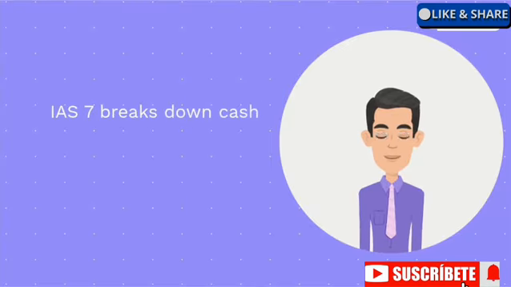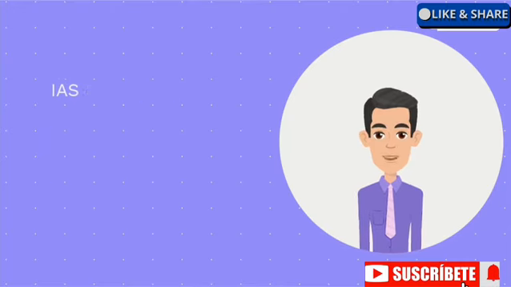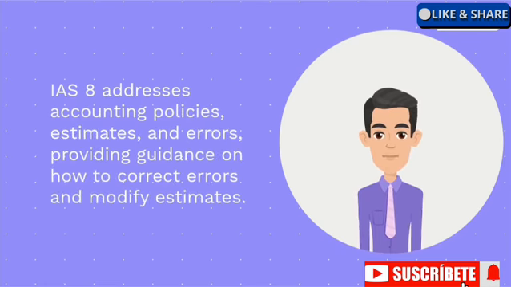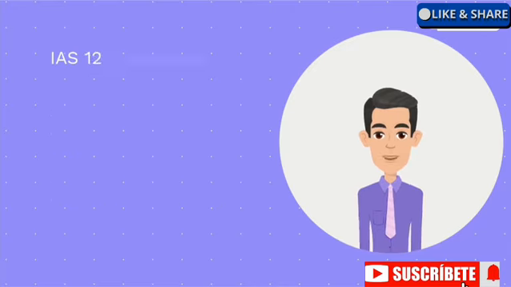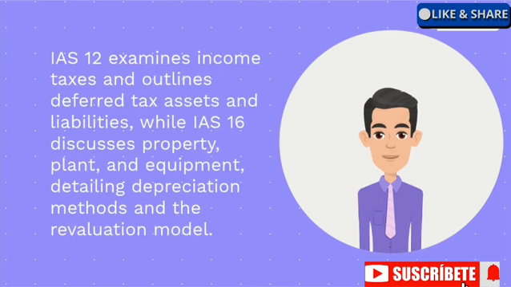IAS 7 breaks down cash flow statements into operating, investing, and financing activities. IAS 8 addresses accounting policies, estimates, and errors, providing guidance on how to correct errors and modify estimates. IAS 12 examines income taxes and outlines deferred tax assets and liabilities, while IAS 16 discusses property, plant, and equipment, detailing depreciation methods and the revaluation model.